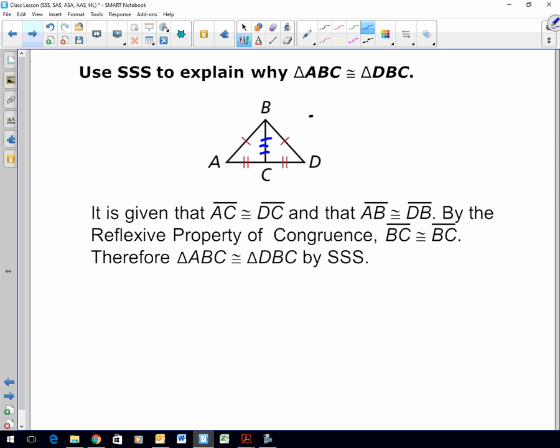When you see that, go ahead and add those little tick marks. That way it'll help you out here. I got 1, 2, 3. Is that good enough for side, side, side? Three sides. Yeah, good. So you're already doing better.